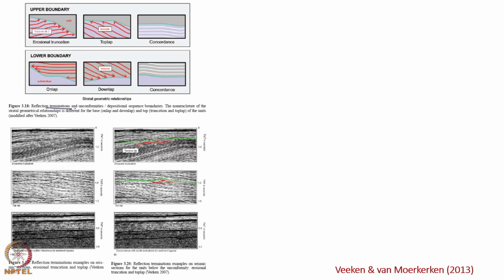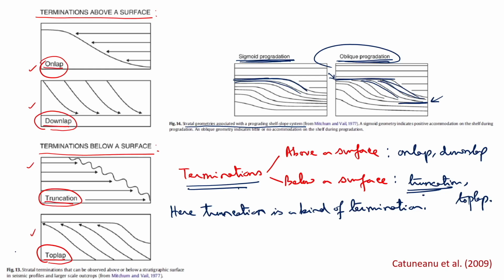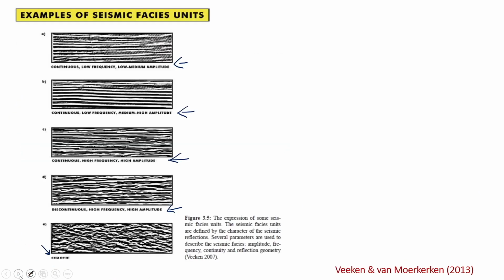How the reflections terminate: if they terminate at the upper boundary, it can be erosional truncation, toplap or concordance, and here we do not see a cut relationship, and if it is a lower boundary, it is onlap and downlap, and again concordance. The issue of upper and lower boundaries truncation was also described with these diagrams, presenting the same thing in a different way.